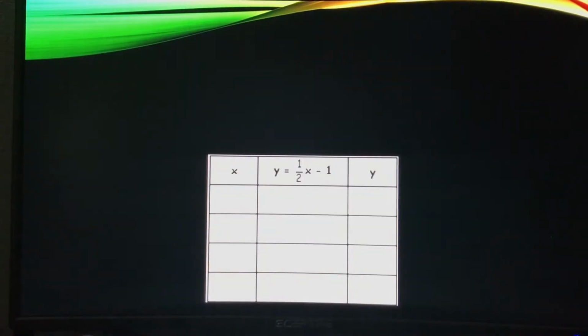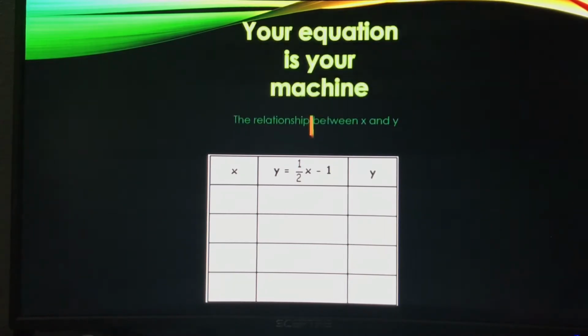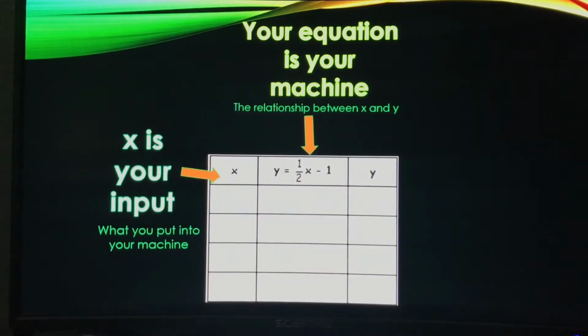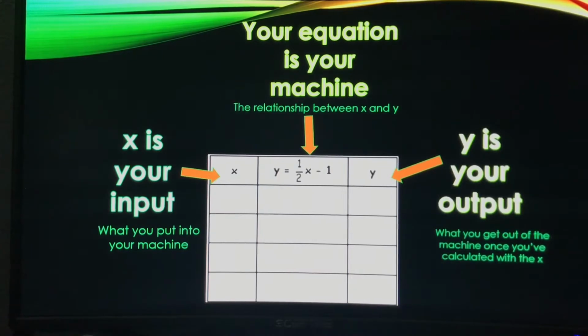So here's an example of what we're used to seeing in algebra, some of us pre-algebra. I have an equation. My equation is my machine. That is the relationship. It describes the relationship between x and y. X is going to be my input. It's what I'm going to put into my machine. I then do the calculating and I get back my y.